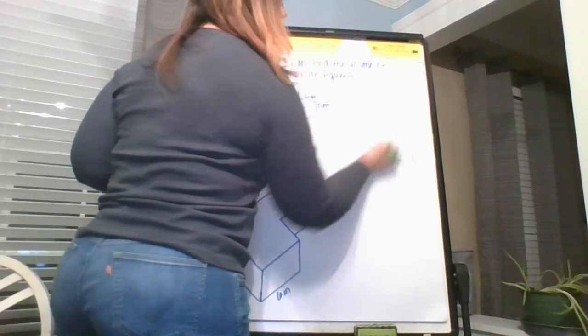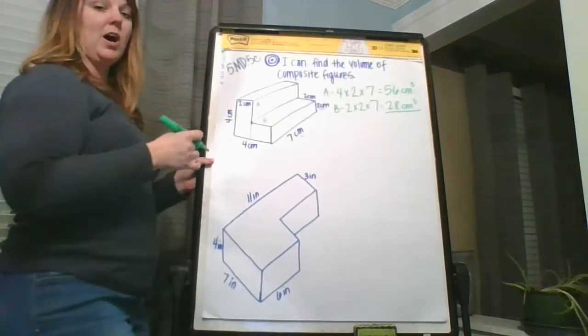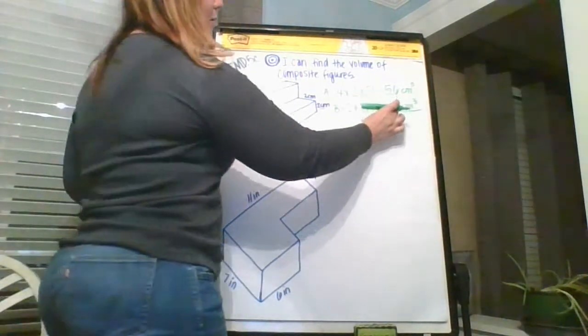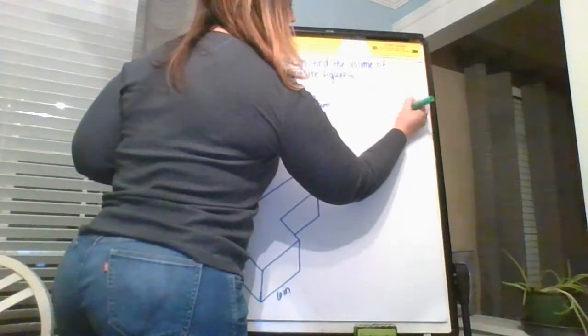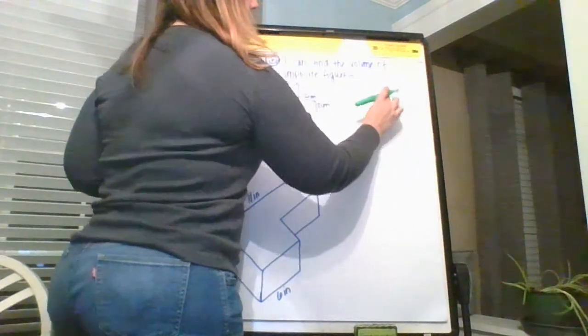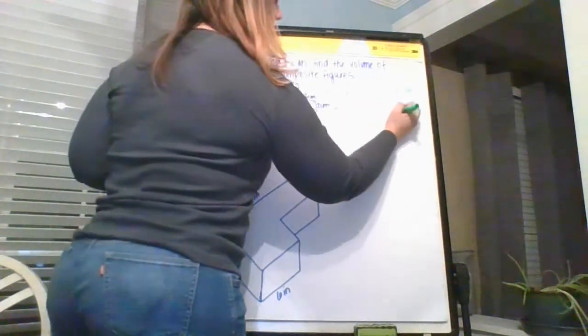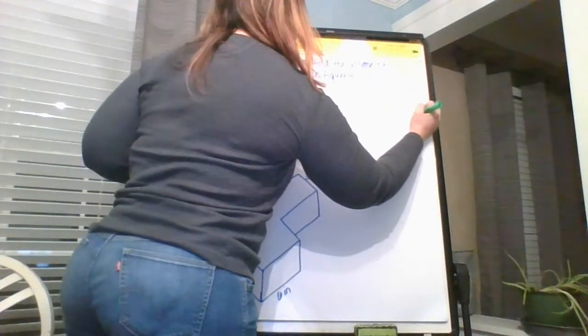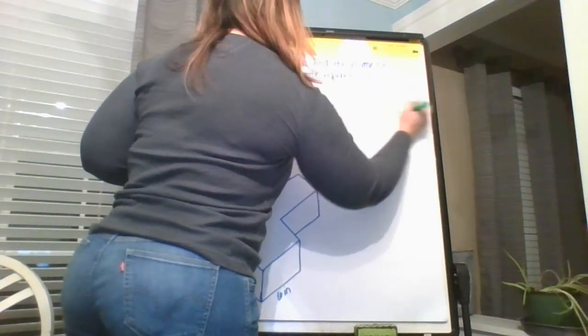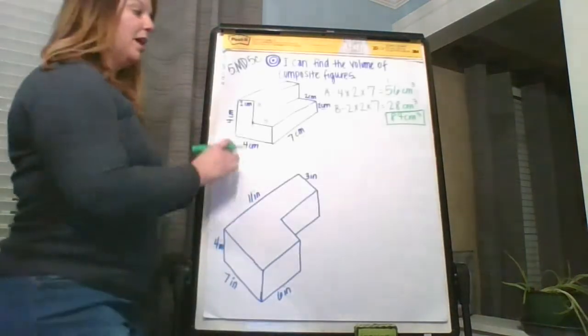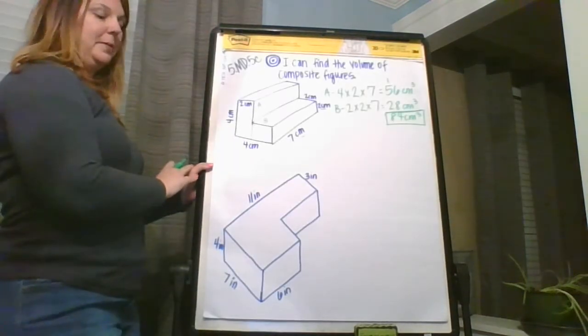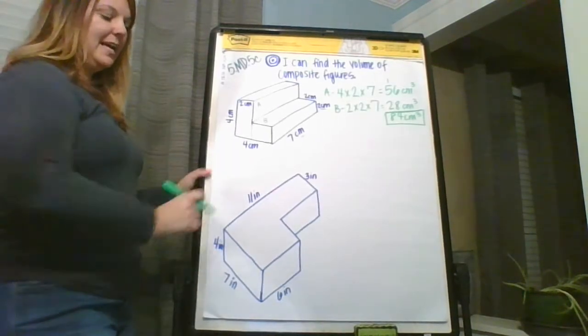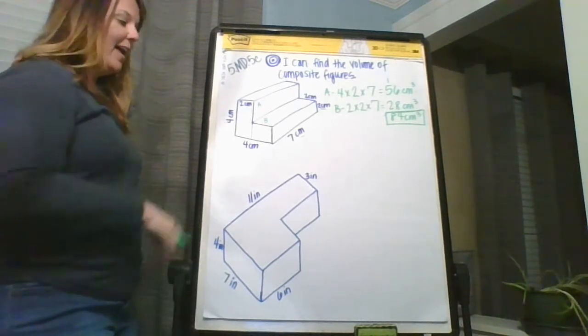I'm going to then add those two together to get the volume of the composite shape. So 56 plus 28: 6 and 8 make 14, 5 and 2 make 7, plus 1 makes 8. We have 84 centimeters cubed. And that is the volume of the entire composite shape. Hope that makes sense. If it doesn't, you've got one more to look at.